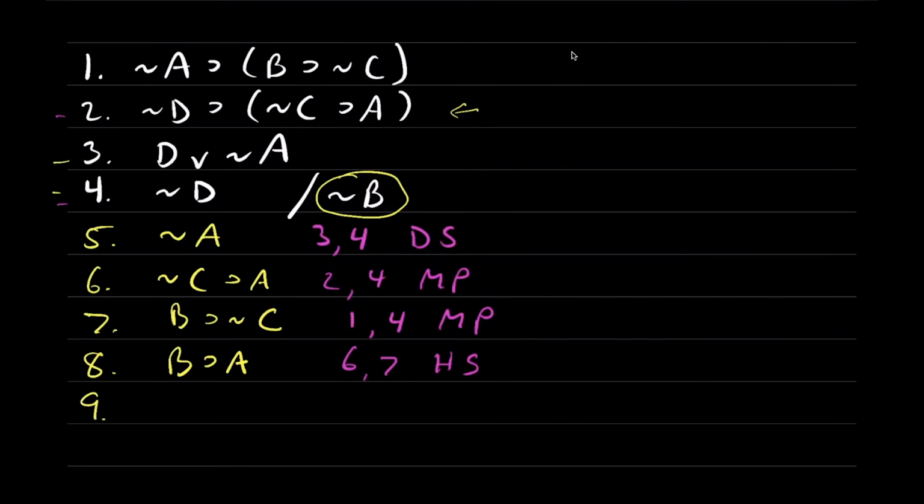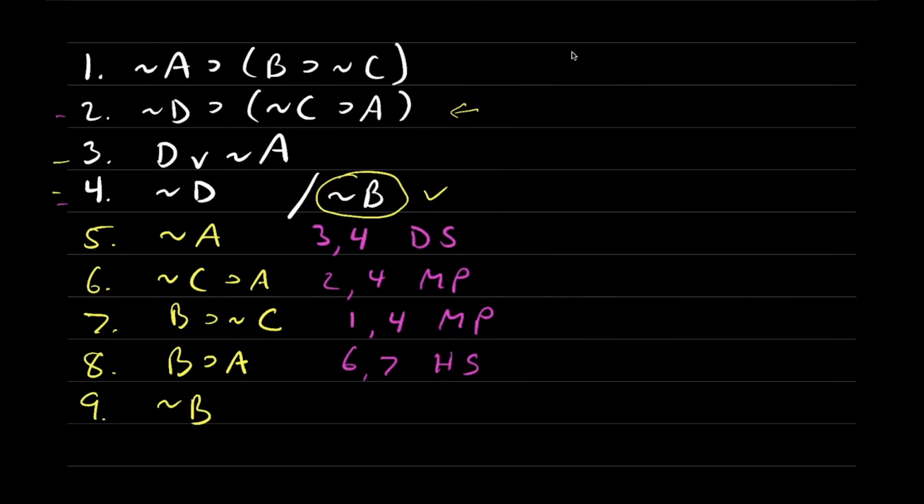Now, always keep the goal in mind. We're trying to show not B. So the second we get not B on its own line, using a valid inference rule, we're done. Okay, so line 8 says B implies A, but in line 5, we know that A is false, and that tells us that B has to be false according to Modus Tollens. So on line 9, we get not B, which is our conclusion.